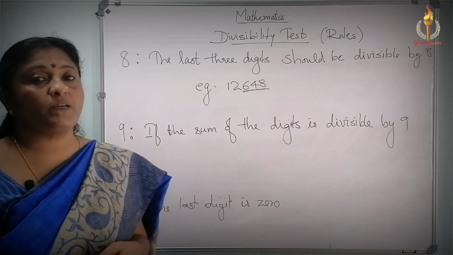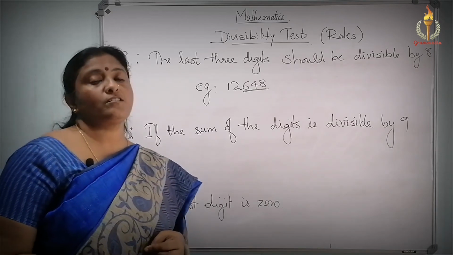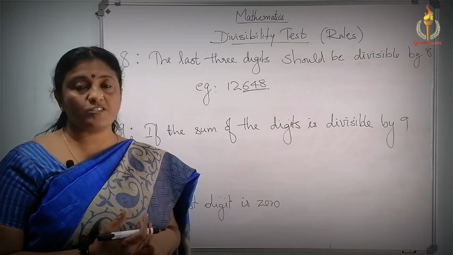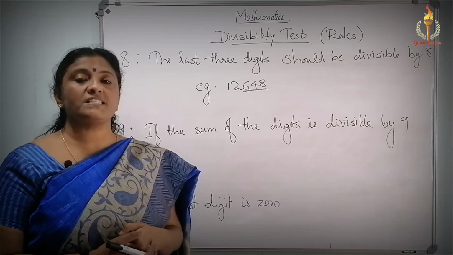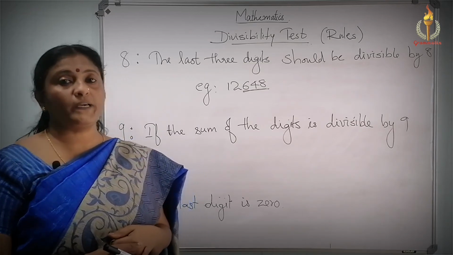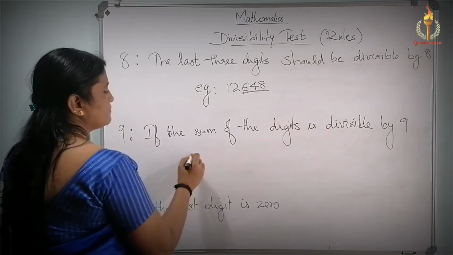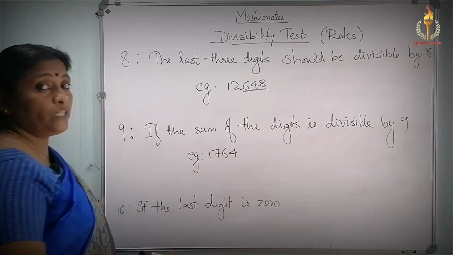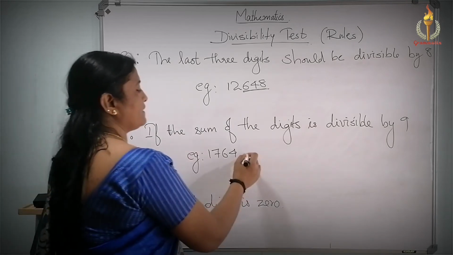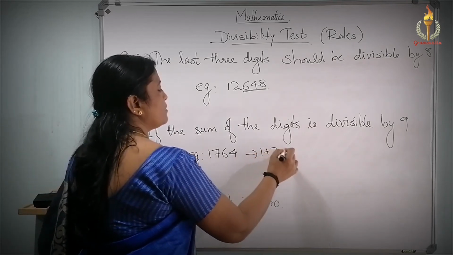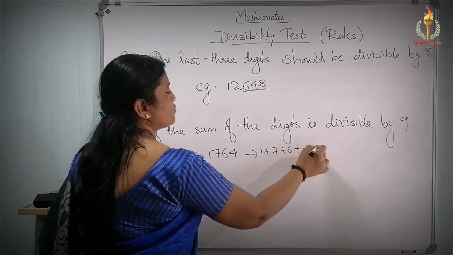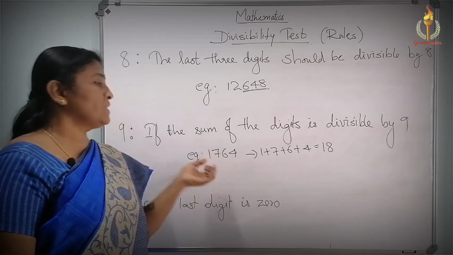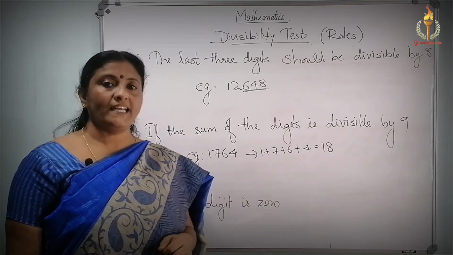Now moving on to the divisibility test of 9. The divisibility test of 9 is the same as that of 3. That means you have to find the sum of the digits of the number, and if that sum is divisible by 9, then the whole number is divisible by 9. Example: 1764. You need to find the sum of the digits, that is 1 plus 7 plus 6 plus 4, which gives you 18. Since 18 is divisible by 9, 1764 is also divisible by 9.